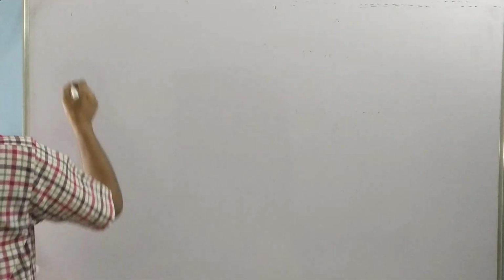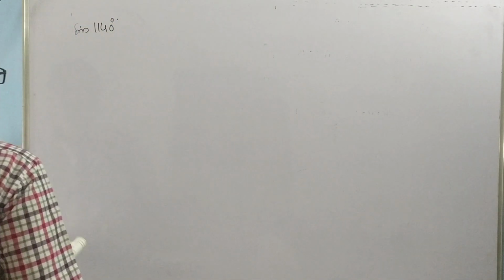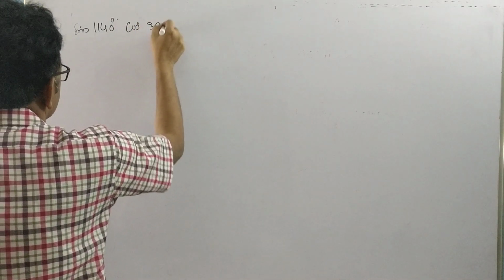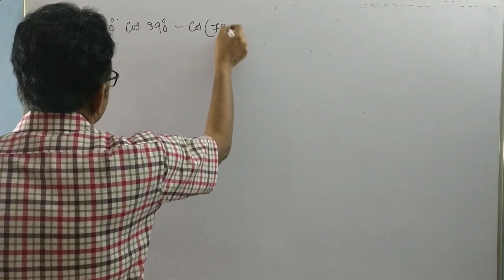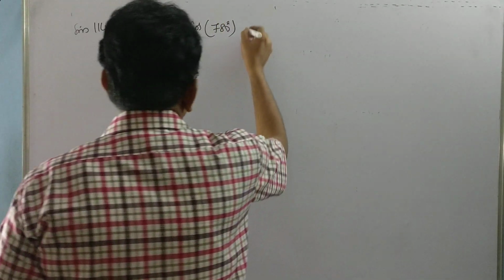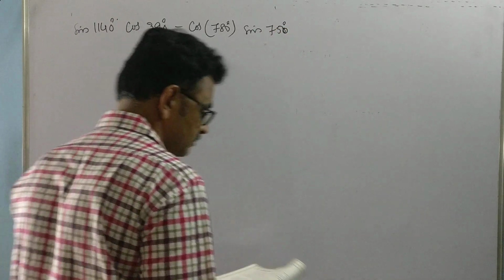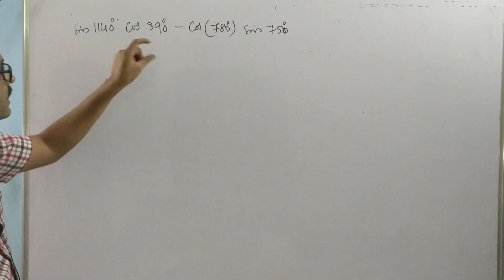Next one, find the value of sin of 1140 degrees into cos of 390 degrees minus cos of 780 degrees into sin of 750 degrees. So take one by one and simplify.